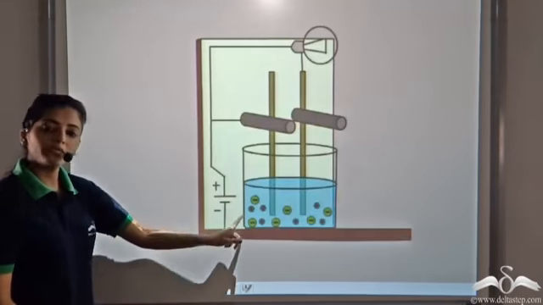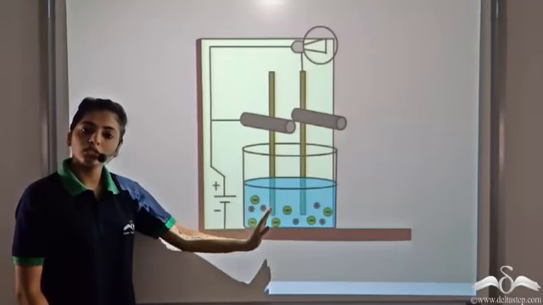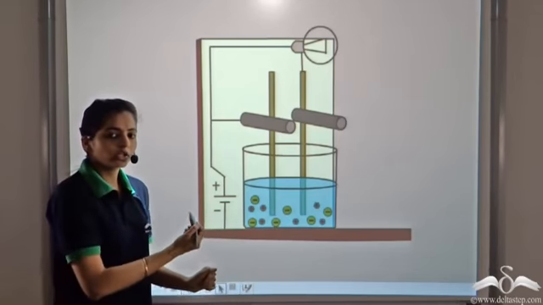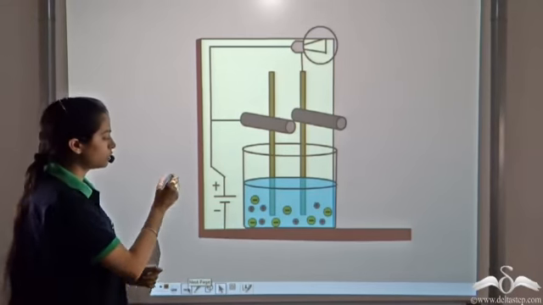So now, when we have the salt solution, the sodium ions and the chloride ions have separated out. So let's see what is happening inside the solution.